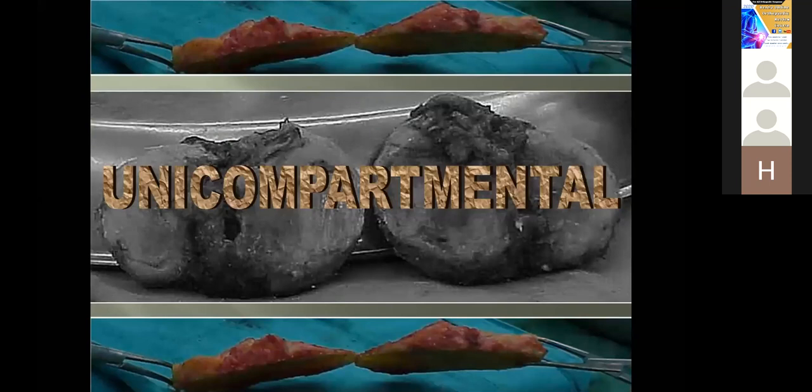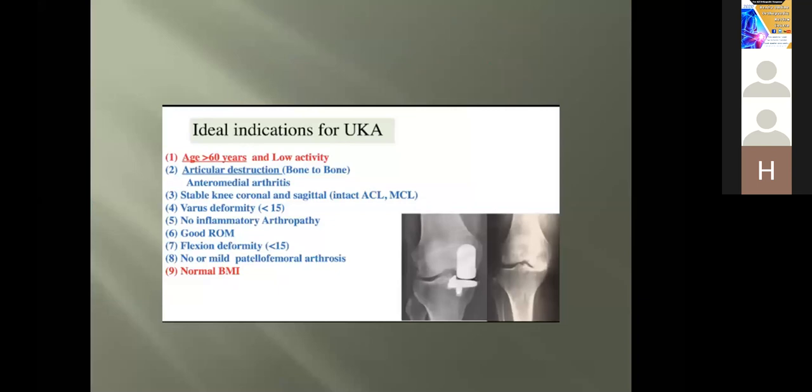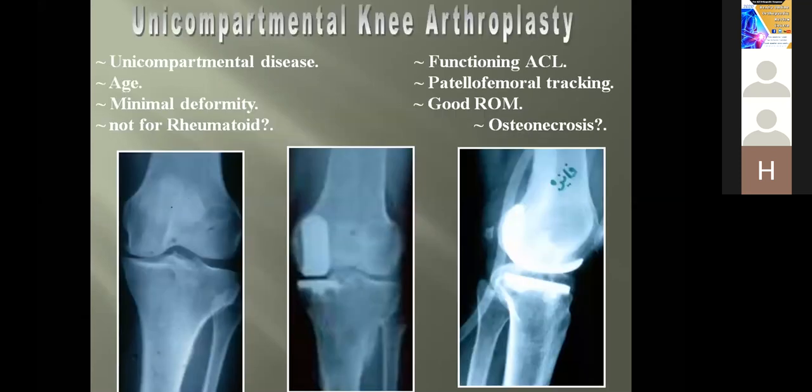Starting with the least constraint, as I said, the unicompartmental knee, what are the indications? The age of the patient is usually above 60 with low activity, which is changing nowadays. Articular destruction is limited to one compartment, reaching bone to bone, and the concept of anteromedial arthritis is now well pronounced. Stable knee, coronal and sagittal, intact anterior cruciate and medial collateral with minimal or no dissection and release on the medial side. If we are talking about the medial unicompartmental, varus deformity should be less than 15, flexion deformity should be less than 15, no inflammatory arthritis, that's to say it's not for rheumatoid or systemic lupus patients, good range of motion, no or mild patellofemoral arthrosis, and normal BMI. The unicompartmental arthroplasty needs unicompartmental disease.